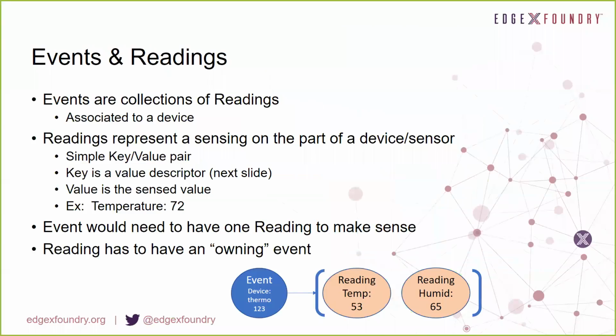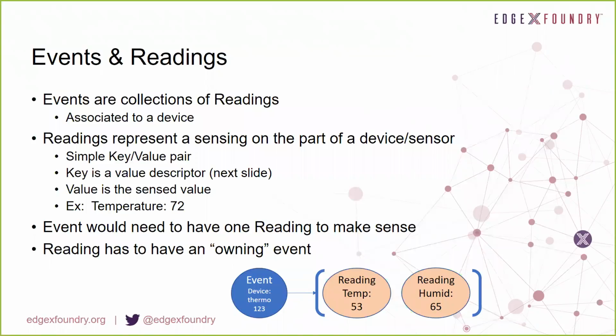So again, in summary of the model, we've got events and readings. Events are nothing more than collections of readings that are associated to a particular device. A reading represents a sensed value from a device or a sensor, and it's really nothing more than a simple key value pair. It's the value descriptor key that's the important part. Events would need to have at least one reading to make sense. It would make no sense to have an event without at least one reading. And readings have to be owned by at least one event.